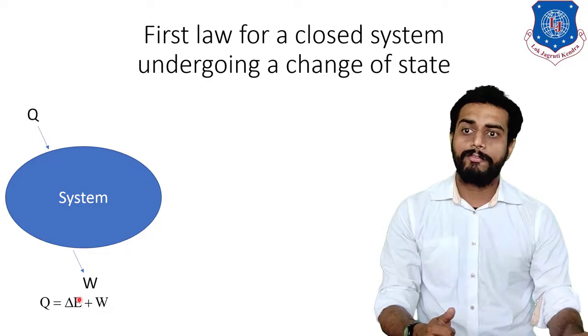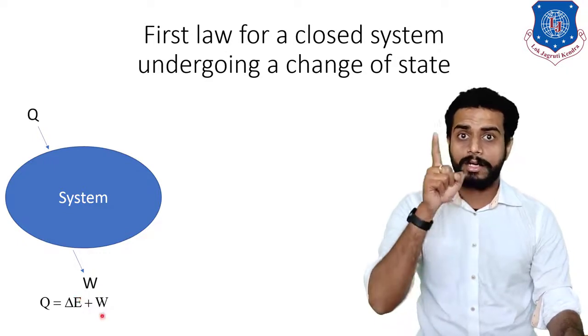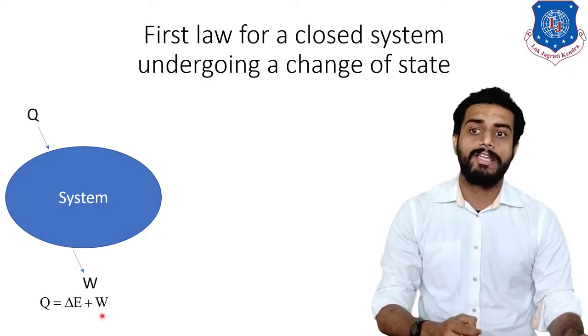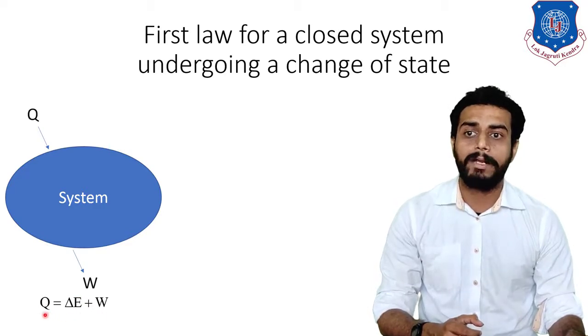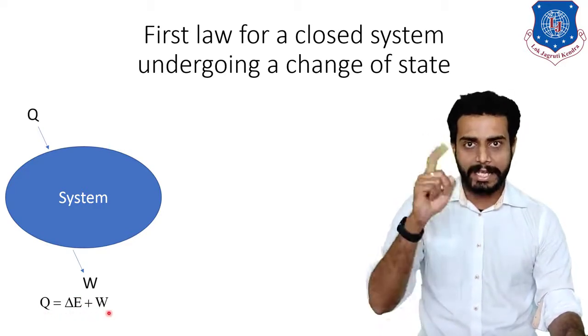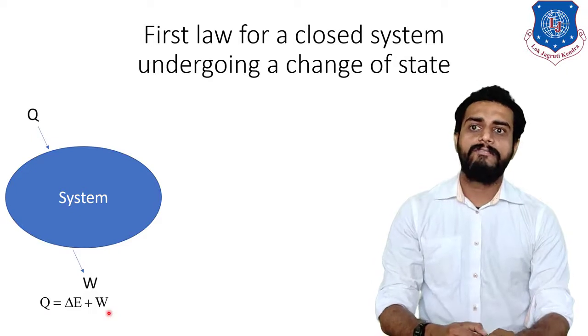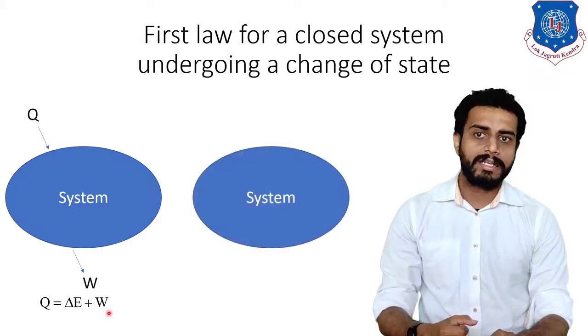Okay, so that is why for a process or for a change of state, you can write the first law as Q is equal to delta E plus W. Remember that and keep in your mind. Okay, same way for a system, let us consider a system.